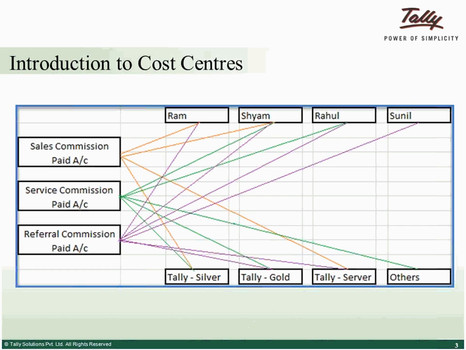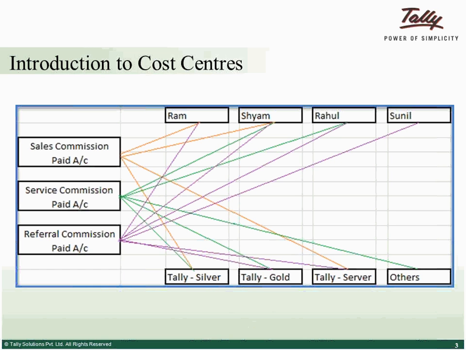Take another case. We pay electricity charges for our office, and this is paid to the electricity department by one cheque. Let us say we want to apportion these costs to the same product lines. We cannot even split the electricity ledger. To overcome these challenges, we have the concept of cost centers.